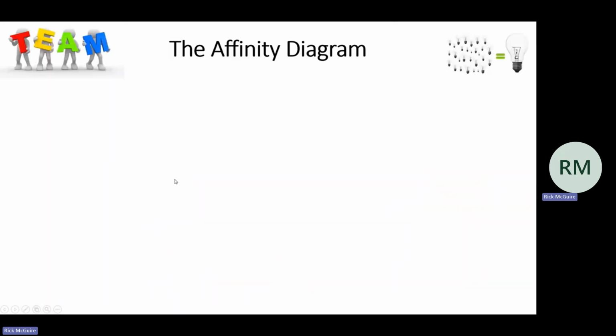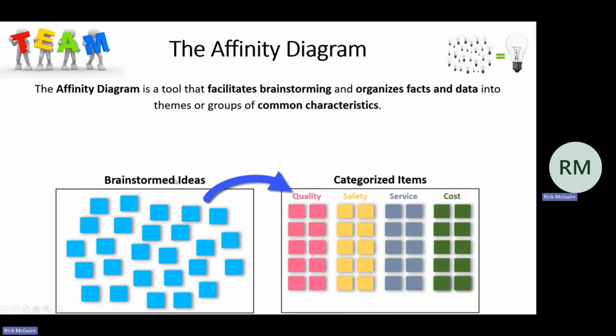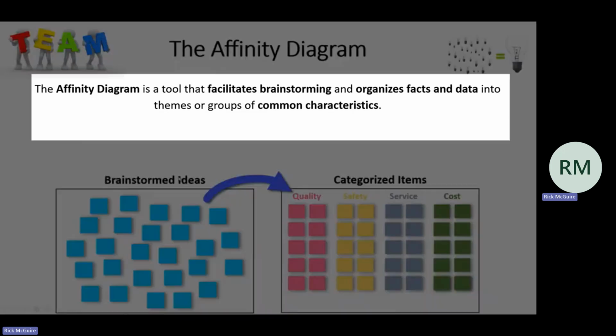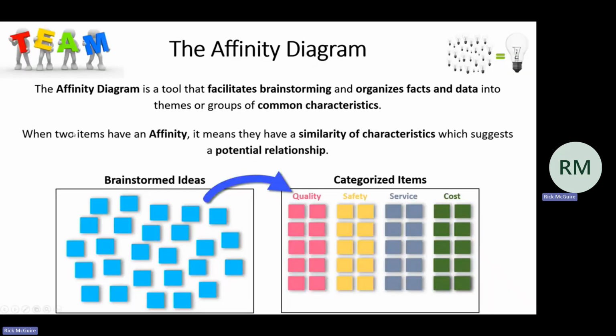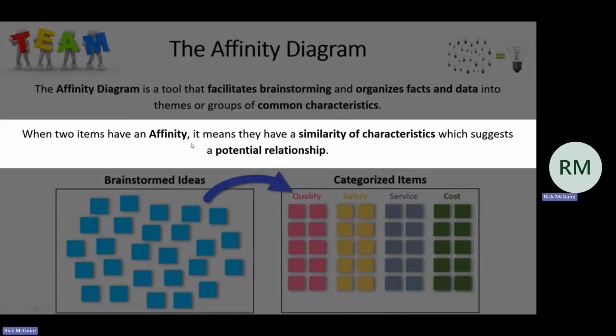Okay, so the next tool is the affinity diagram. This is a fantastic tool that facilitates brainstorming and helps you organize facts and data into common themes or common groups. Now, the reason it's called an affinity diagram is that when two ideas have an affinity for each other, they share some sort of similarity or some characteristic that they have in common.